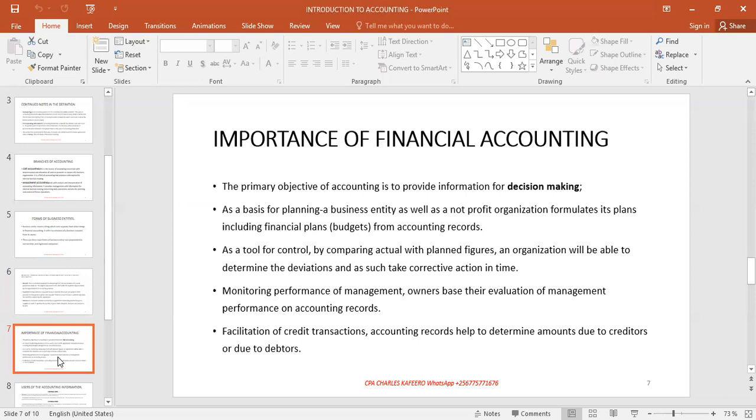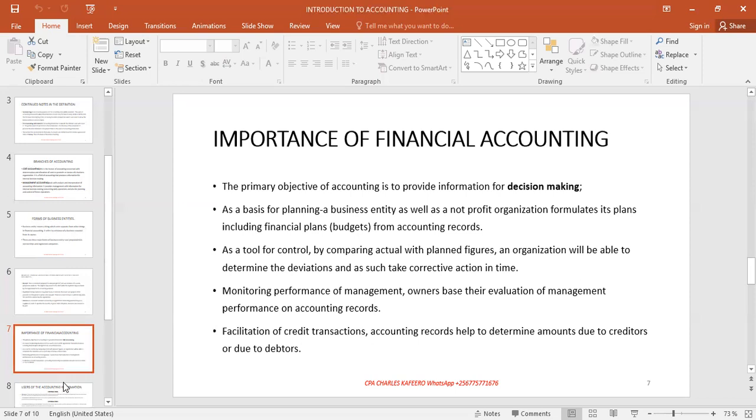So the other thing you can talk about, facilitation of credit transactions. Accounting records help to determine amount due to creditors or due to debtors. You can base on some of the source documents and say, this amount and this amount was unpaid at the end of this period. So by that, you know where to start from next month. If you want to get another credit facility, you'll be knowing how you really paid what they had given you first.